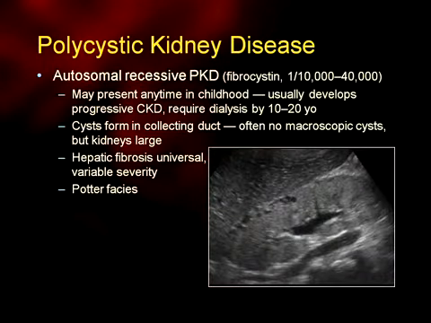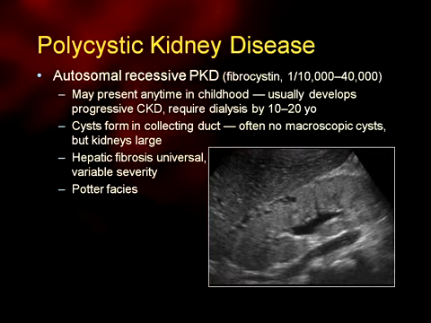Polycystic kidney disease, autosomal recessive polycystic kidney disease is a disorder of the fibrocystin gene. It's not very common, 1 in 10,000 to maybe even 1 in 40,000. It can present any time in childhood. These kids usually develop progressive CKD and often will require dialysis in their teen years, but not always. The cysts in autosomal recessive PKD are always in the collecting system, the collecting duct. So it's collecting duct cysts, and often they're so small you can't see them on renal ultrasound.